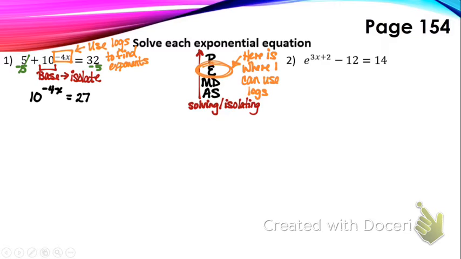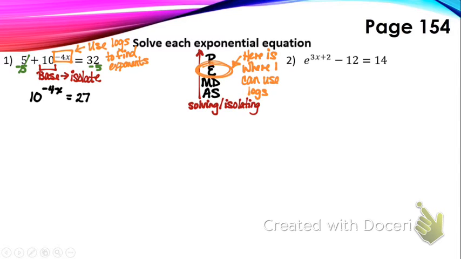Have I isolated my base? Over on the left-hand side, do I just have one number that's written full size and any other numbers over there are part of the exponent? Yes. So I don't have any multiplication or division over here with my base. I can skip that step because I don't have it. So now I'm allowed to use logs.